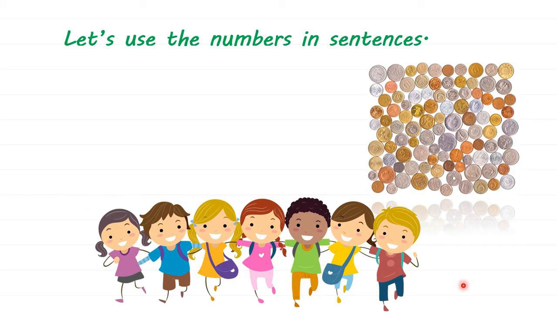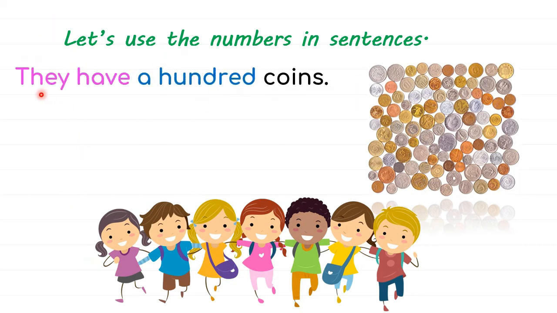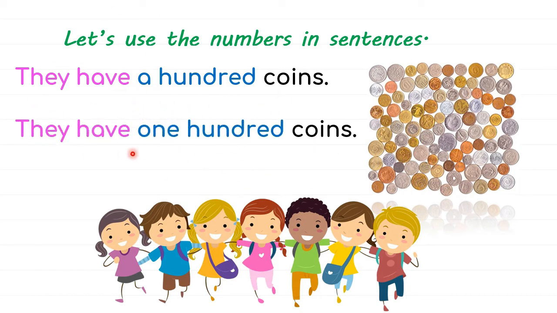Here we see a group of friends ataupun sekumpulan kawan-kawan. Ingat tak? Kalau ramai, kita gunakan they. Dan they gunakan have. Remember, for they, we use have. And here we have 100 coins. Kita ada 100 shilling. So the sentence becomes, they have 100 coins. Mereka ada 100 shilling.